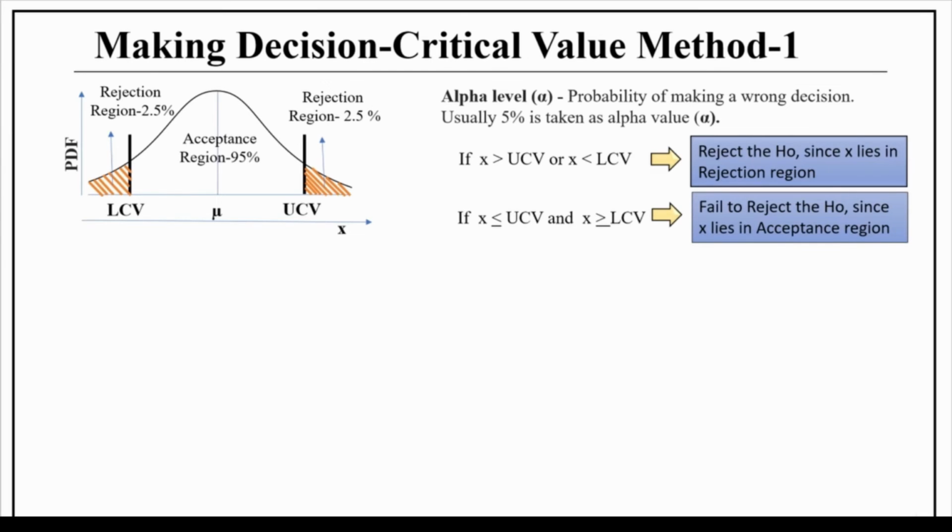In normal distribution, we have seen that the rejection region was present on both sides of the mean. It can be on the left hand side or the right hand side alone also. So let's see how we decide where the critical region will lie.